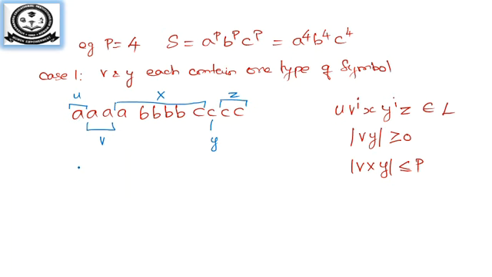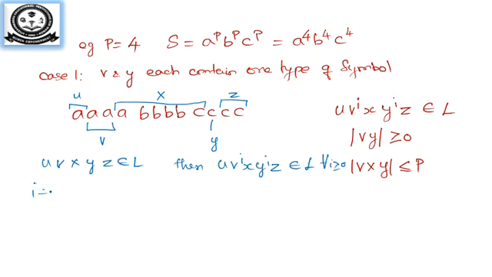Now, if u, v, x, y, z belongs to the language, then u, v to the power of i, x, y to the power of i, z must also belong to the language for all i greater than or equal to 0. So this is the condition. Let me take i equal to 2. Now I am going to raise it. So u is a single a, and v is a, so it has to be v square.